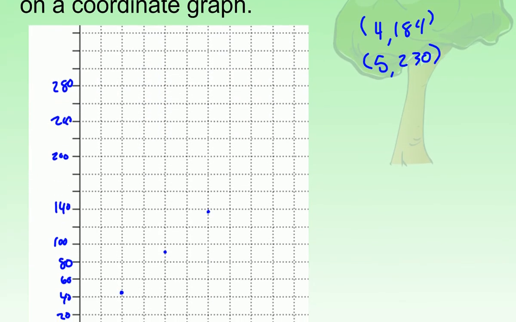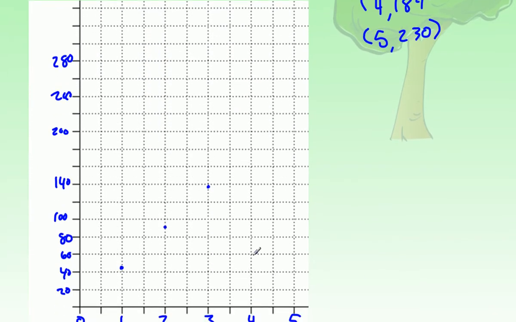All right, so 4, 184. 4, this is 180 here. So 184 is just a little above. And 5, 230. 5, 200. There's 240. 230 is halfway right there.